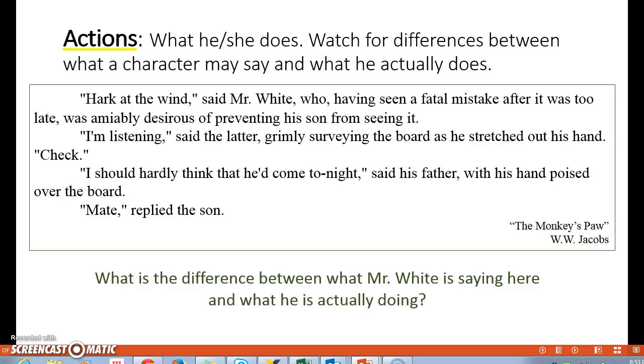Now, this is really important. There can be differences between what a character may say and what a character does. And those differences can say a lot about a character. Let's look at this section from The Monkey's Paw.